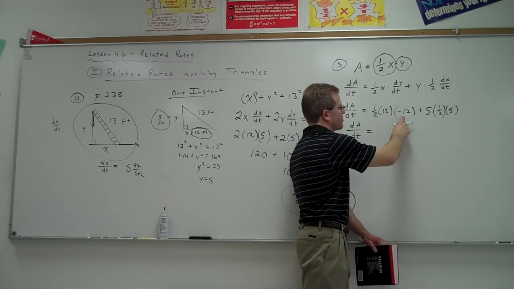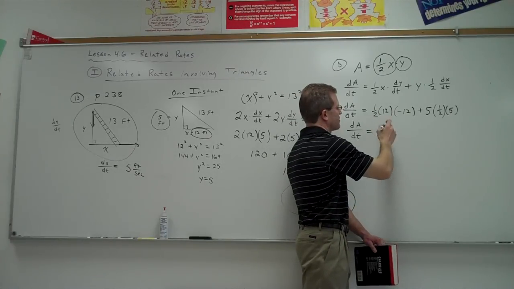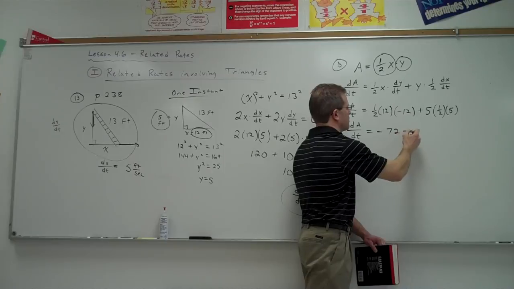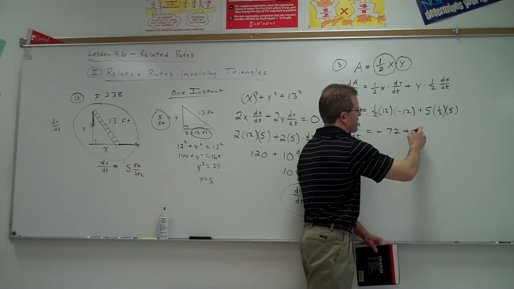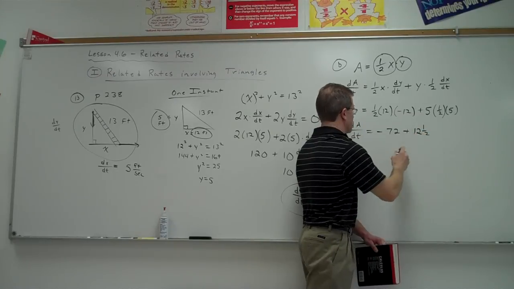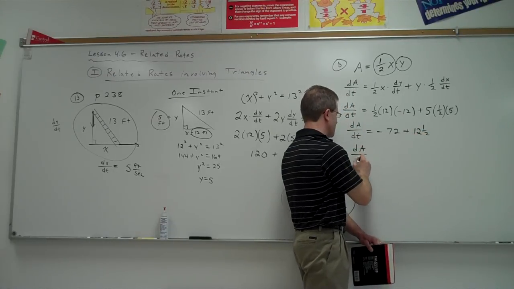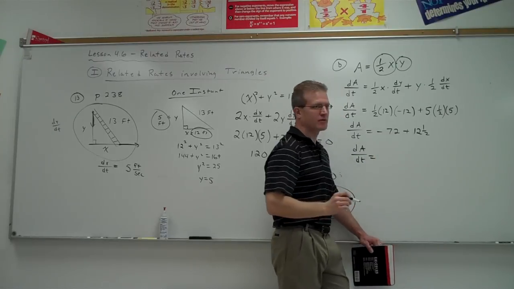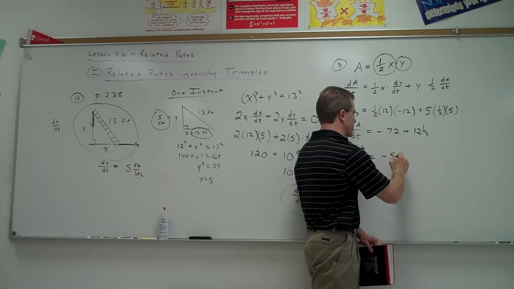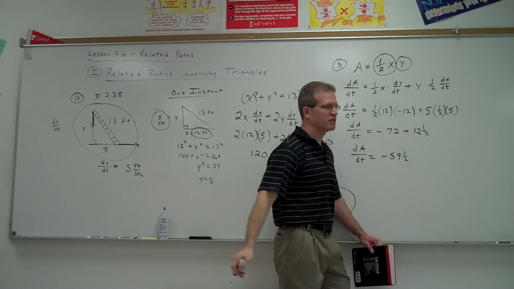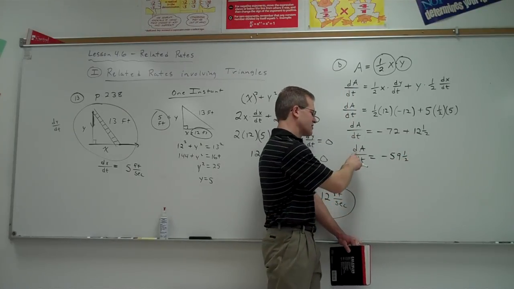So 12 times negative 12 is negative 144, half of that's negative 72, plus 5 times 5 is 25, half of that's 12.5. So dA dt equals, what would that come out to? Right, negative 59.5.